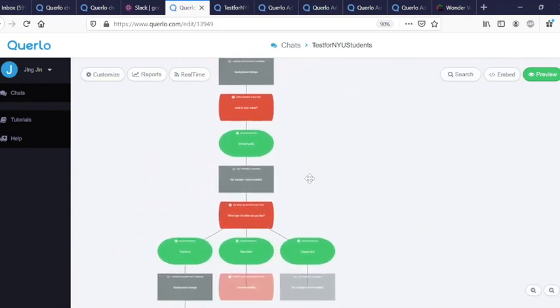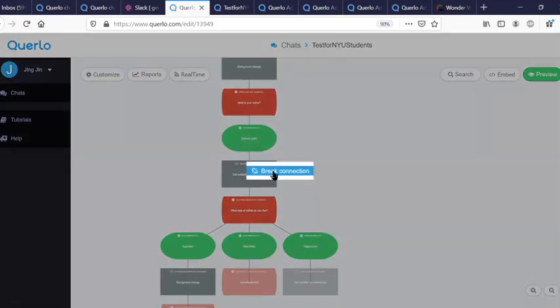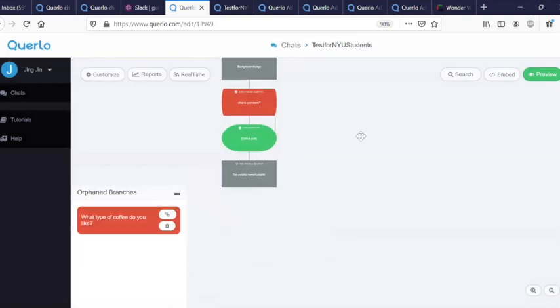The chat is kind of messed up by me already, but anyway, just showing some functions.